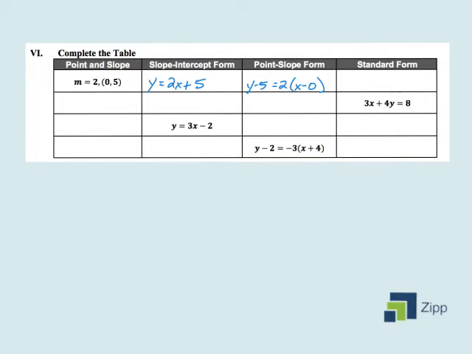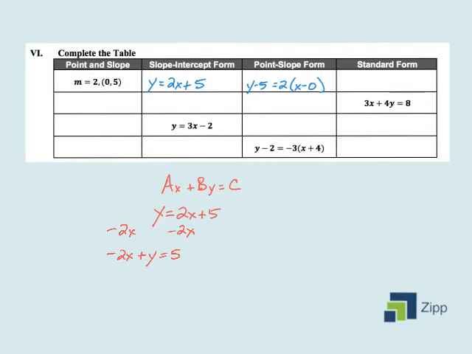Finally, standard form is of the form ax plus by equals c, where the coefficient a is non-negative and it's an integer. So if I start with y equals 2x plus 5, and I say, okay, I'll move the 2x to the other side, I end up with something very close to standard form. And I don't have a positive integer as my coefficient of the first term.